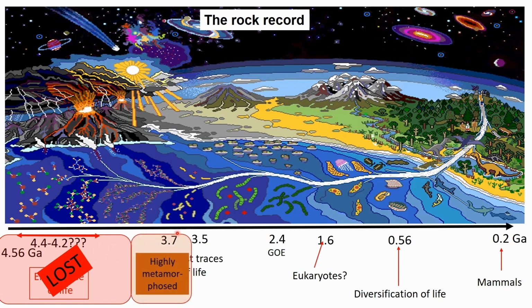Other rocks, younger, the Eoarchean rocks, are very highly metamorphosed. There are some indications of life in these rocks, but they're very highly metamorphosed. And so it's only as of about 3.5 billion years ago that we start getting rocks that are preserved well enough to be able to study these ancient traces of life. So let's have a look more closely at them.